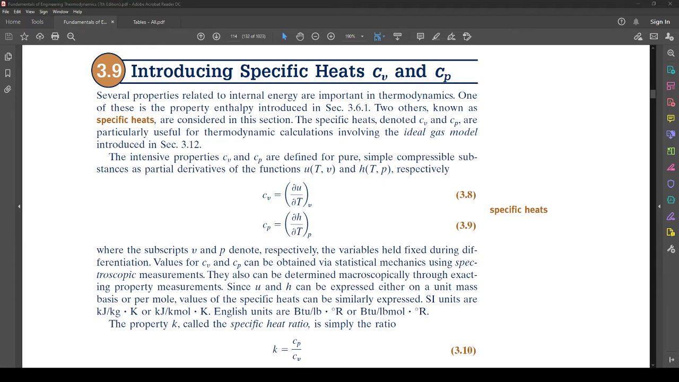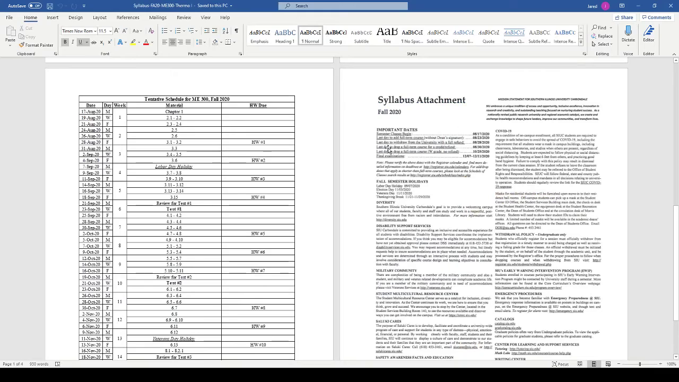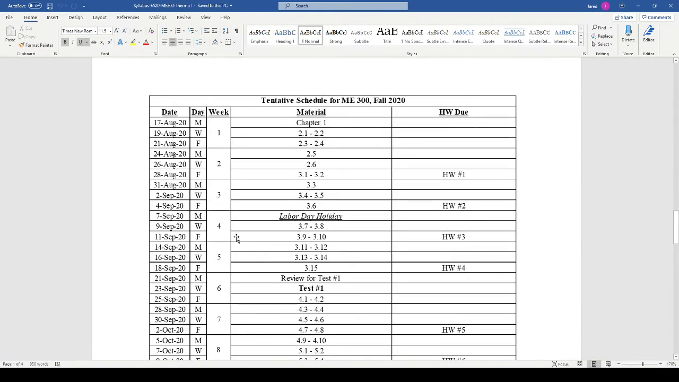All right. So we are in chapter 3, section 3.9. So that right here is sort of where we're at. We are on our Friday, the 11th, and we are here. Homework 3 is due this weekend, as you guys are well aware. 3.9 and 3.10 is what we're working on.